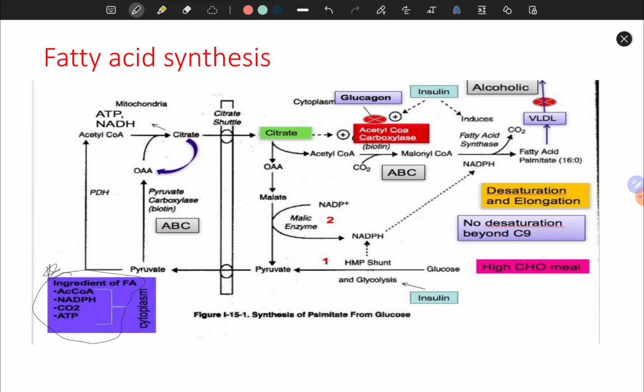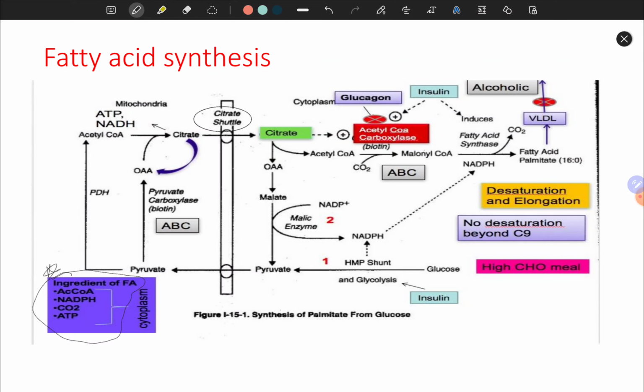Acetyl-CoA changes to citrate, and also we have a shuttle, a transporter. Citrate shuttle is different from the carnitine shuttle. Citrate shuttle transports citrate from inside the mitochondria to the cytoplasm.